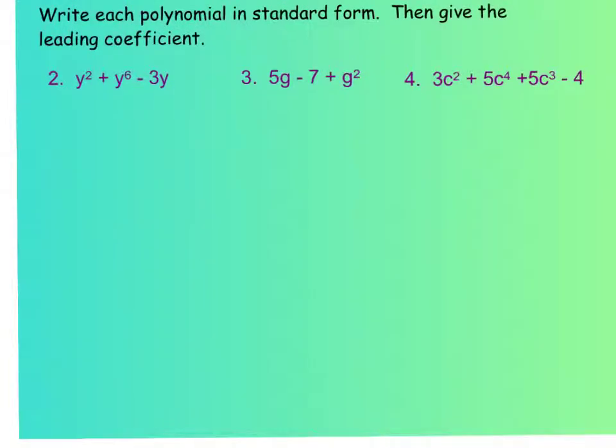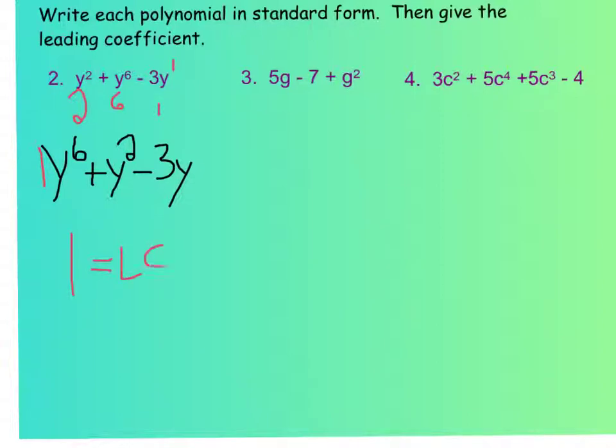Here's some practice. We're going to write each polynomial in standard form and then give the leading coefficient. Alright, so this is a 2, this is a 6, and this is a 1. Let's put them in order. Biggest to smallest. Alright, my first one is the y^6, then I went with y^2, and then lastly -3y^1. My leading coefficient will be the number in front of my first term. There's an invisible 1 here, so 1 is my leading coefficient.